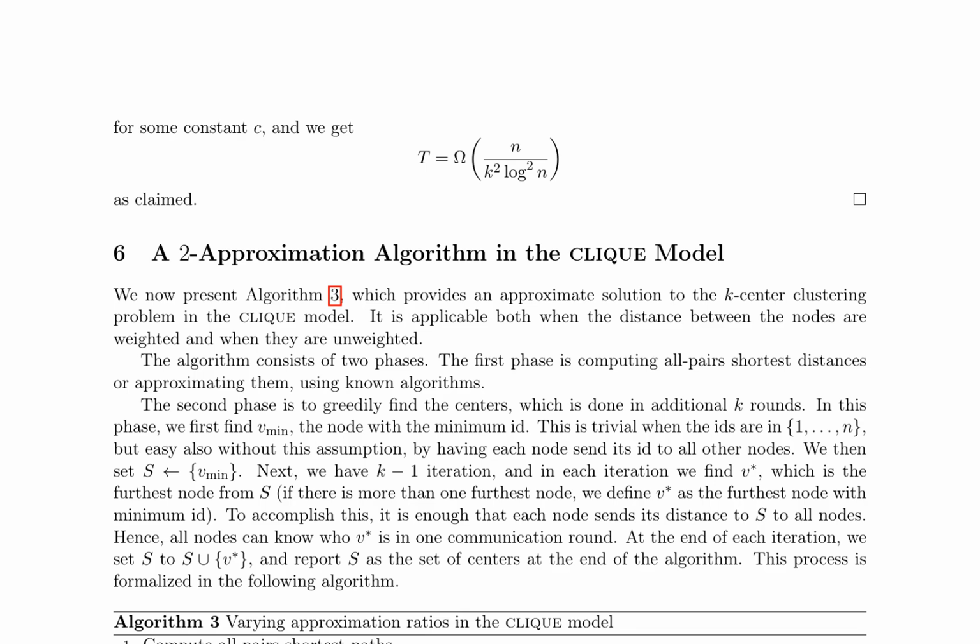If exact all pairs' shortest paths are computed in the first phase, the set S computed by the algorithm is a two-approximate solution for K-center, as indicated by Lemma 2. However, if only an alpha approximation with one-sided error of all pairs' shortest paths is computed in the first phase, the set S obtained by the algorithm is a 2 alpha approximate solution for the K-center problem, as shown in Lemma 4.